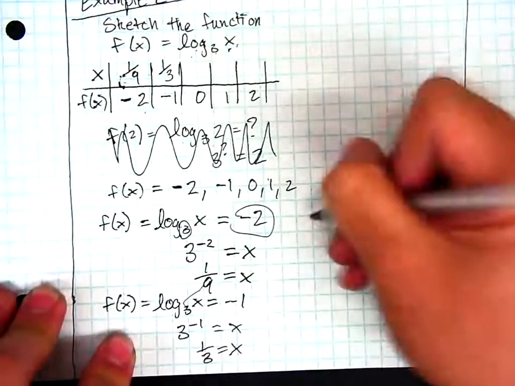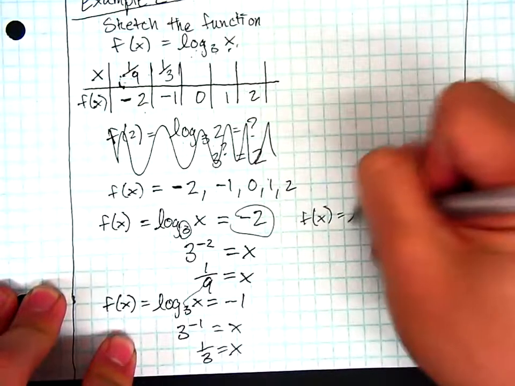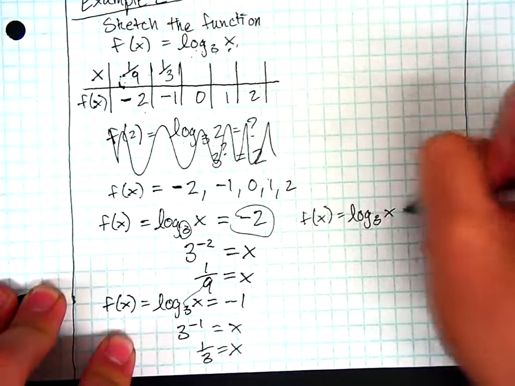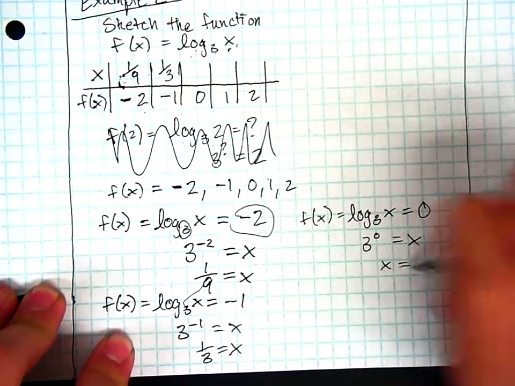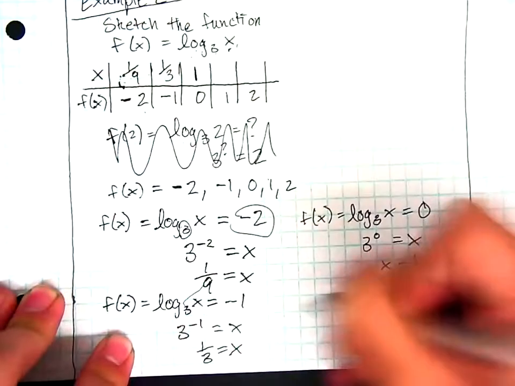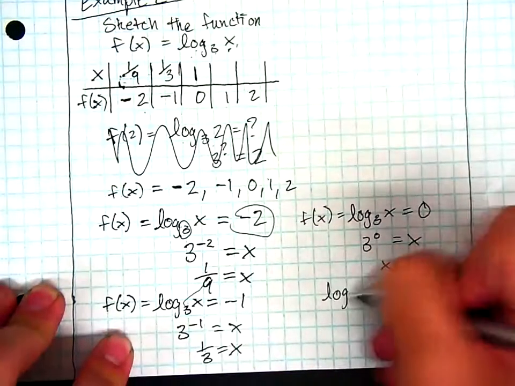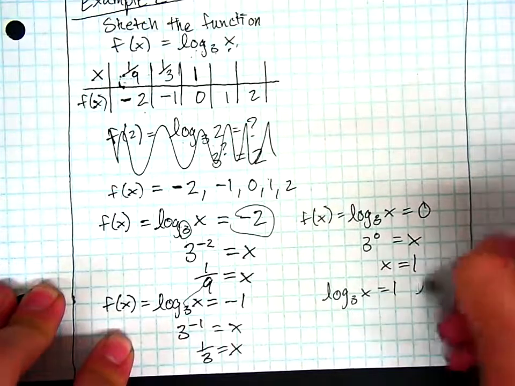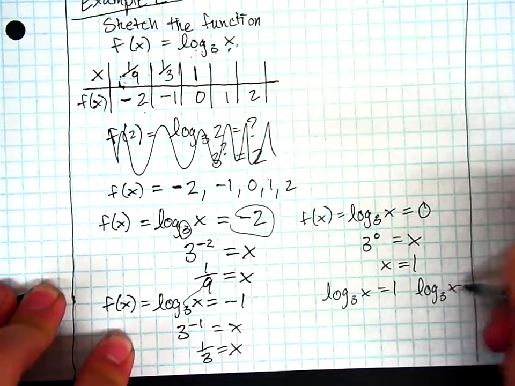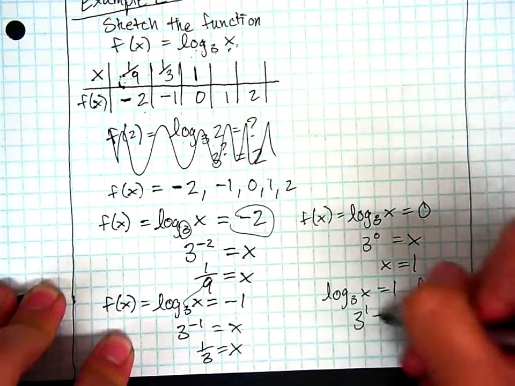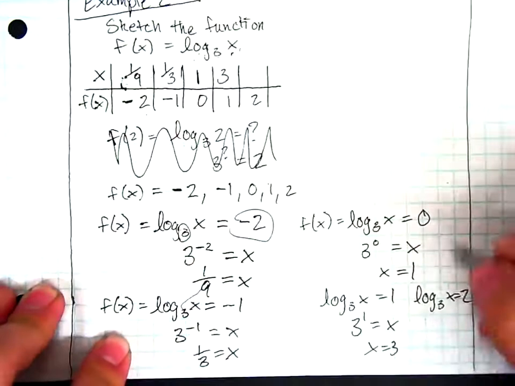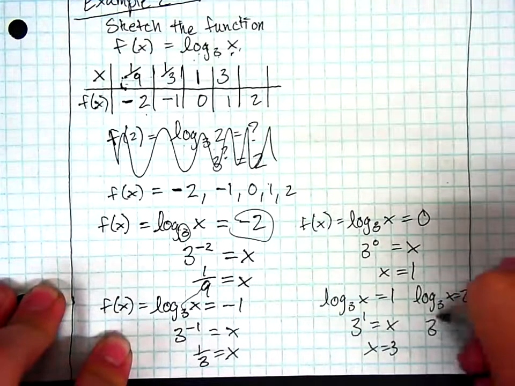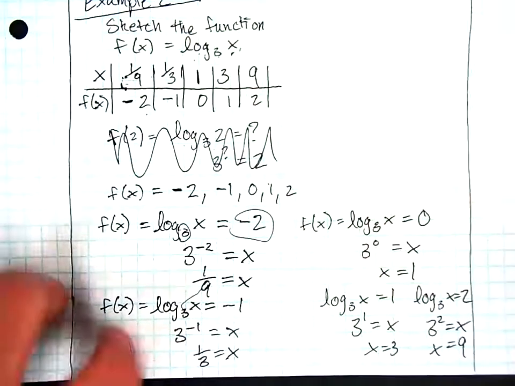I'll go ahead and do, I guess, the rest of them. F of x equals log base 3 of x equals 0. 3 to the 0 is equal to x, which means x is equal to 1. Let's do the rest real quickly. Log 3 x equals 1. Log 3 x equals 2. 3 to the first is x, so x is 3. And then 3 to the second equals x, so x equals 9.